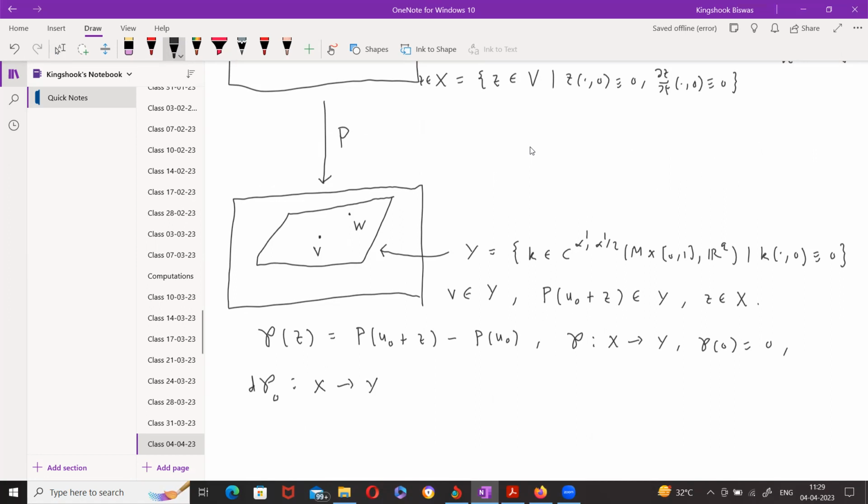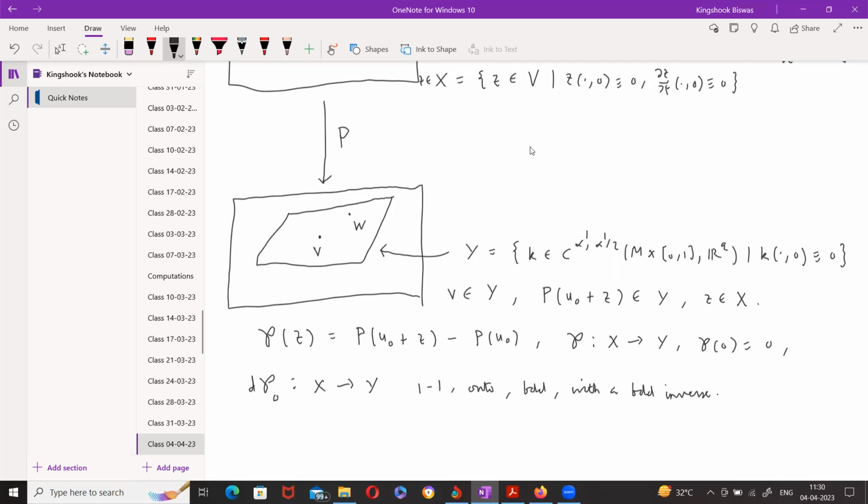is an isomorphism of Banach spaces. So it's 1-to-1, onto, bounded, with a bounded inverse. Okay. And so by the inverse function theorem, this will map a neighborhood of 0 onto a neighborhood of 0.